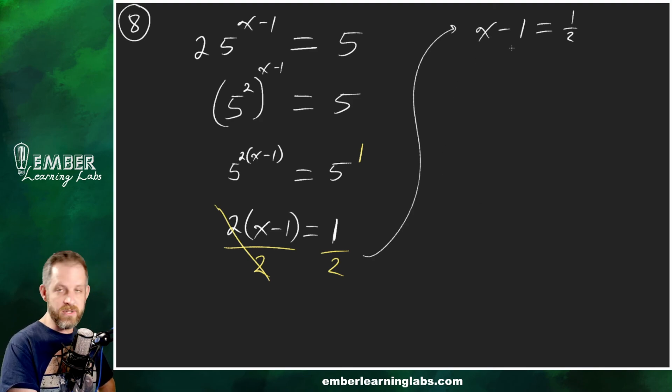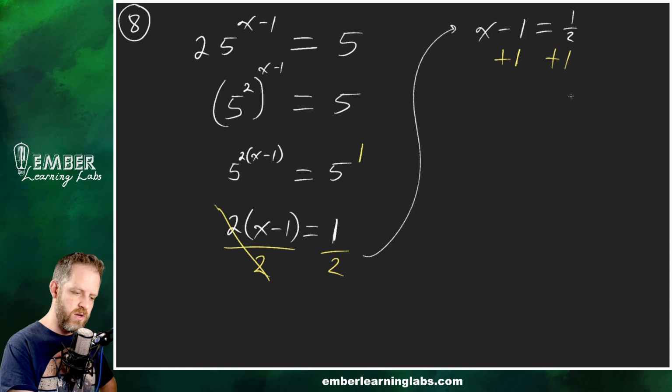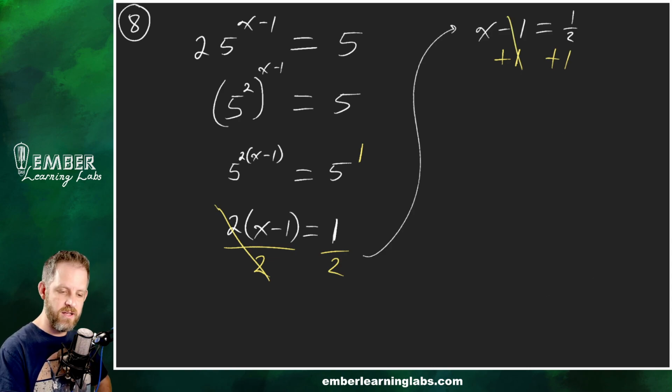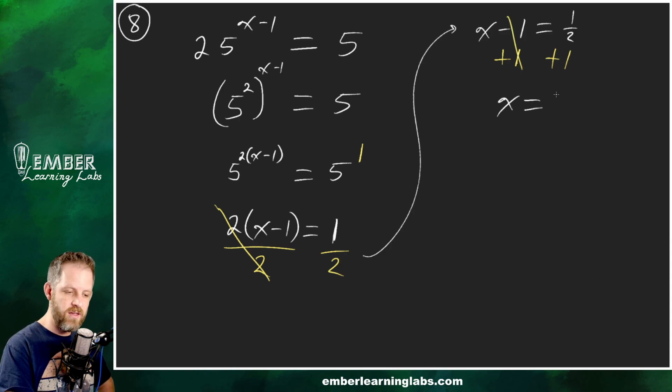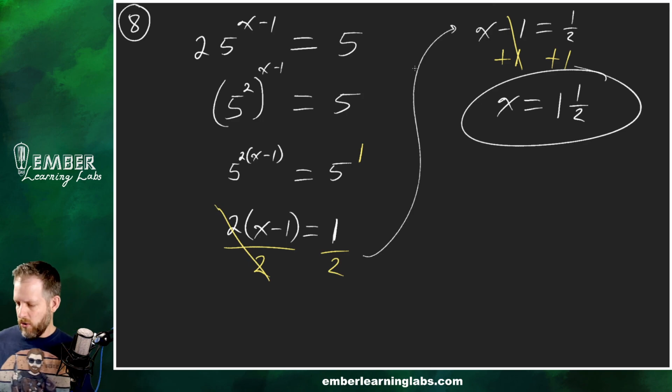So now what's attached to x? 1. It's subtracted, so we add it to get rid of it. Plus 1 plus 1. That cancels, leaving us with just x. 1/2 plus 1 is 1 and 1/2. Blapo. No big dealio.